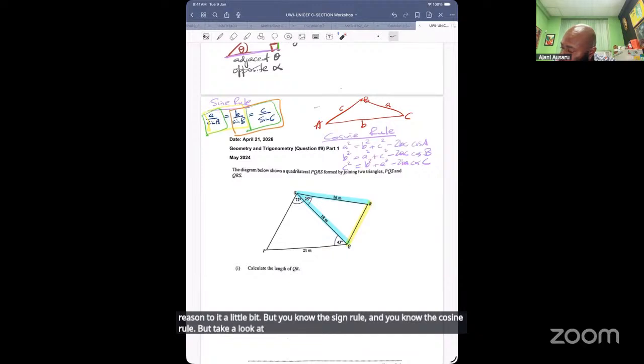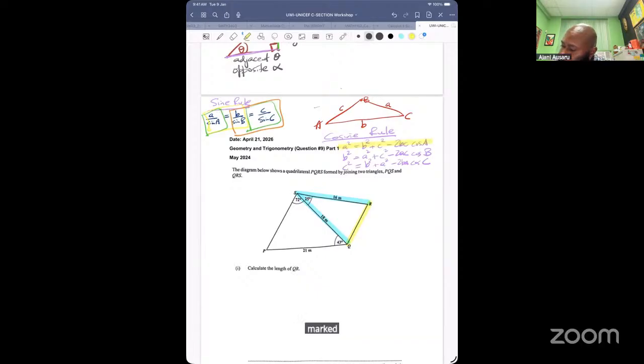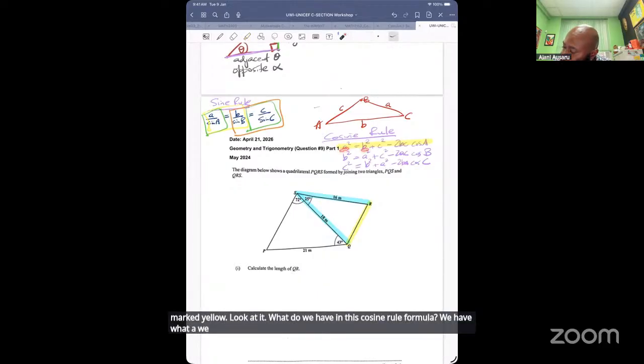Let us look at any one of them. All right, let's look at this one. It doesn't matter which one. All of them are really saying the same thing more or less. So let's look at this one, which I have marked yellow. What do we have in this cosine rule formula? We have a, we have b, and we have c, and we have the angle A. We have four quantities, right or wrong?